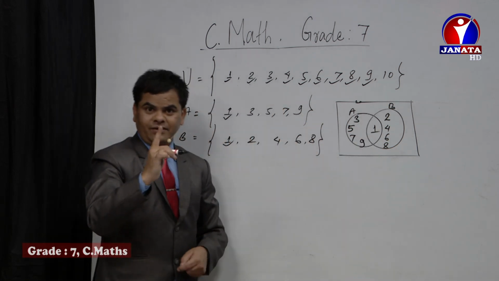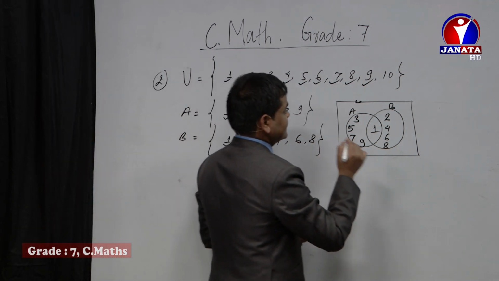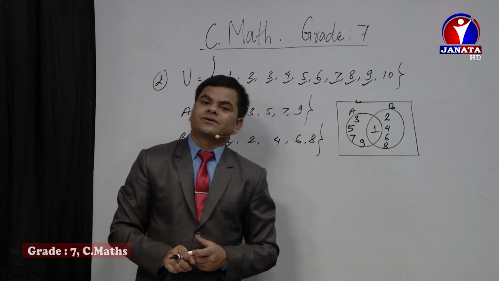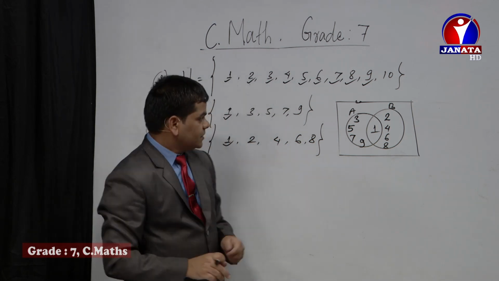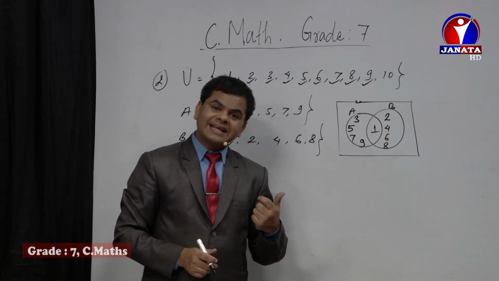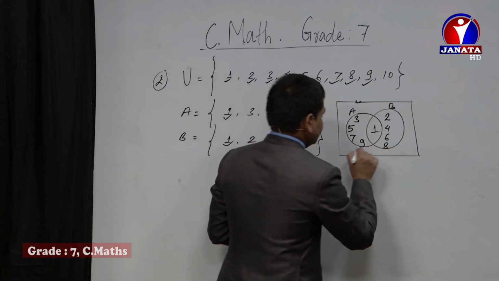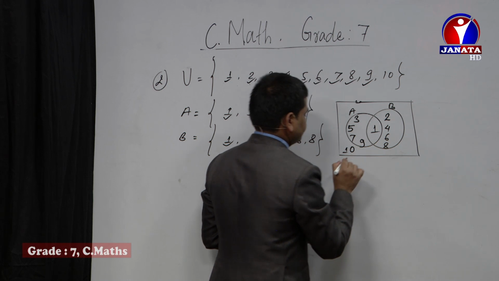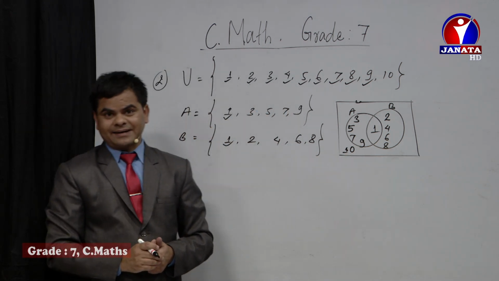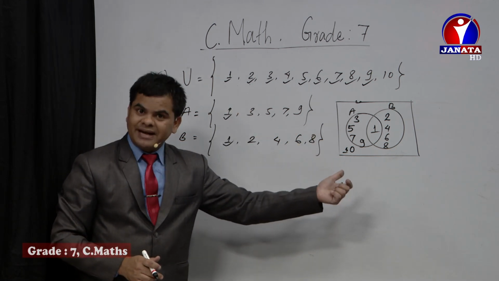The one and only element remaining is 10. So we need to keep that element outside of the circle but inside of the rectangle. Wherever there is more blank space, in that place you can plot. So I am going to plot 10 here. So we are able to prepare the Venn diagram. We are able to keep this information in the Venn diagram.